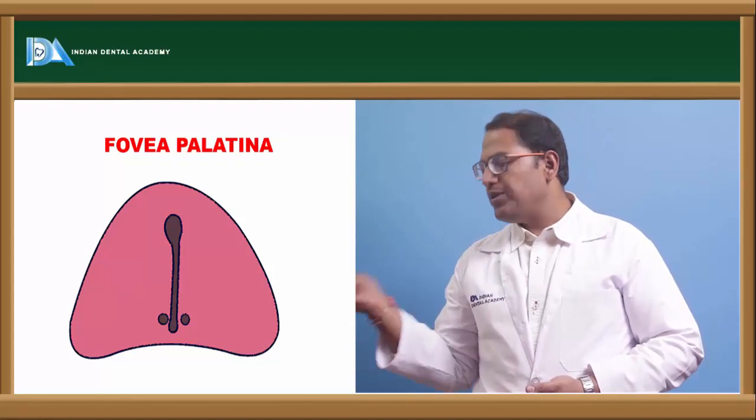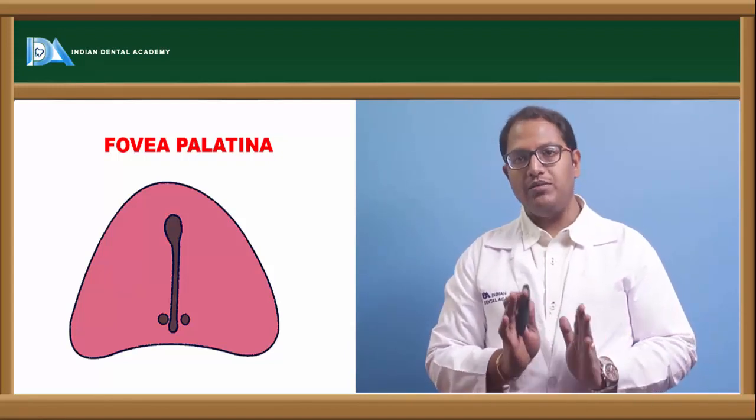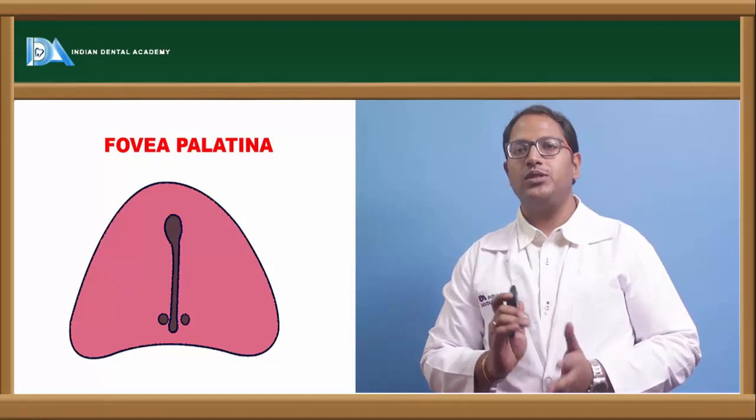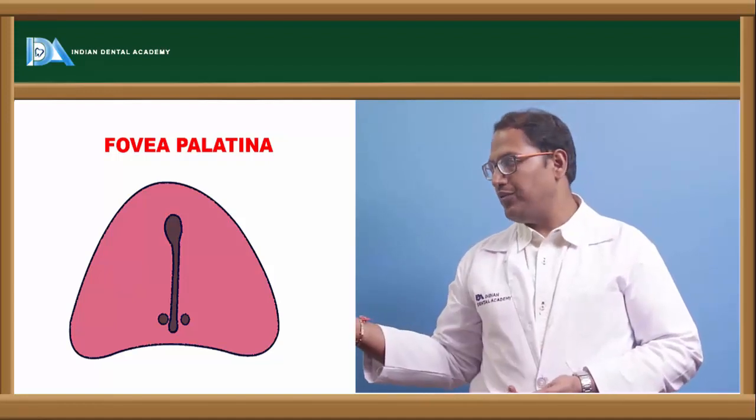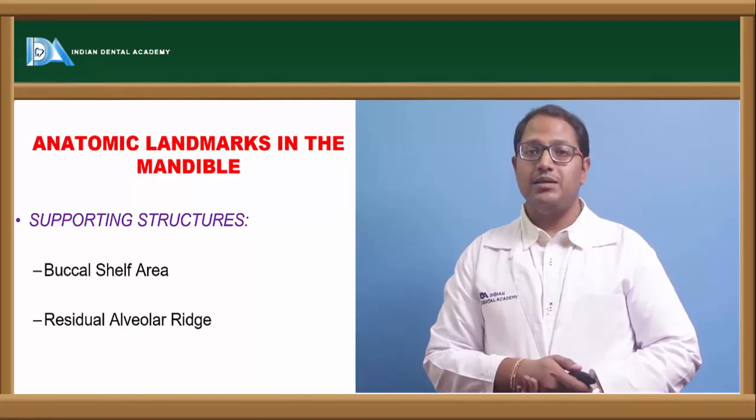So how much beyond should we extend our denture? So that is 1 to 2 mm, minimum 1 to 2 mm and maximum not more than 2.5 mm beyond fovea palatina. Coming up to the anatomical landmarks in the mandible.